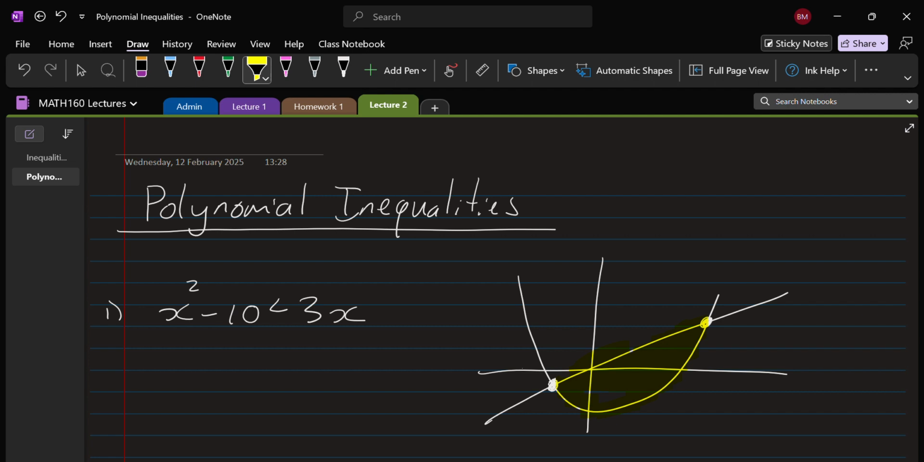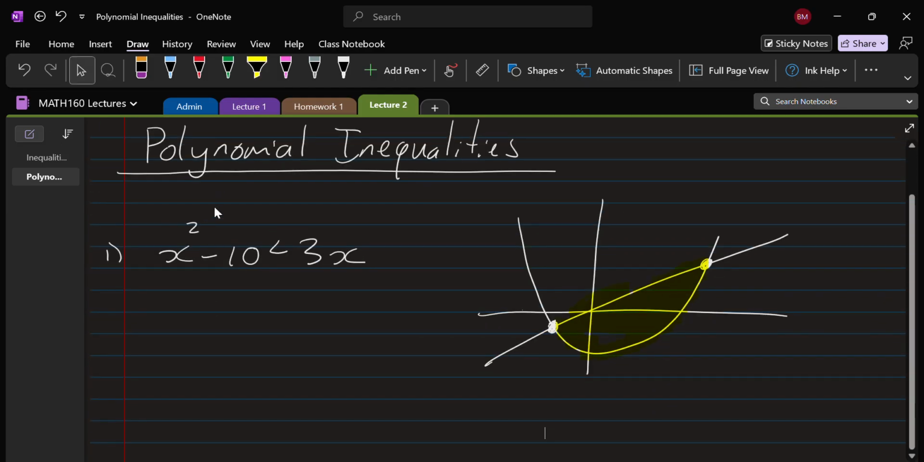So this is just a geometric view of what's going on. To answer these problems, you don't need to know how to sketch it, but later on, we will be looking at the sketches. So what we want is where it's below.